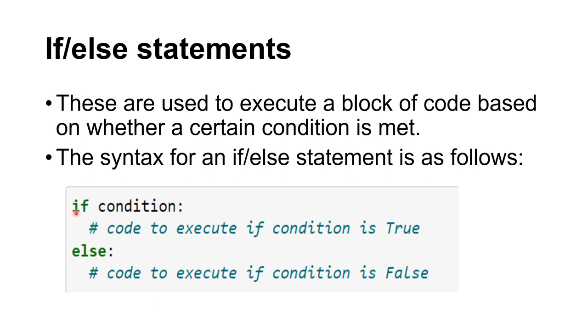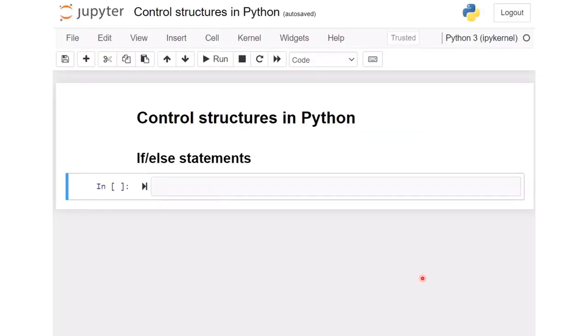In the if part, that's where we specify the condition and we write the code that we would like to execute if the condition is true. We write it here. And if the condition is false, then we write our piece of code here that we would like to execute. We can do a few examples in Jupyter Notebook to demonstrate how to work with if-else statements.